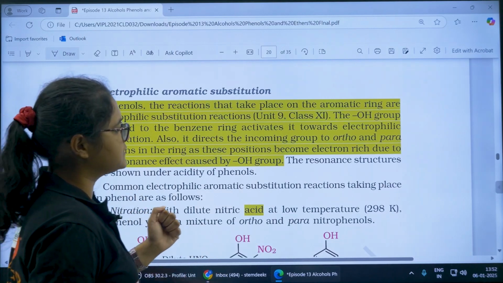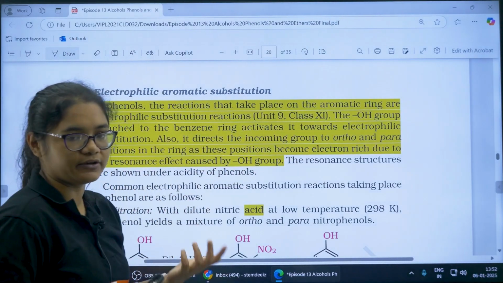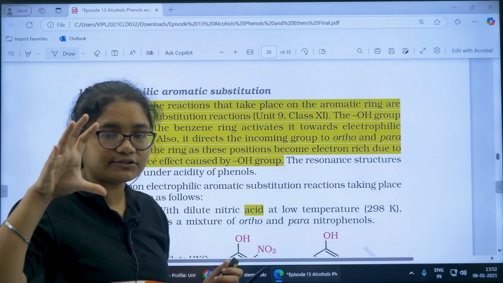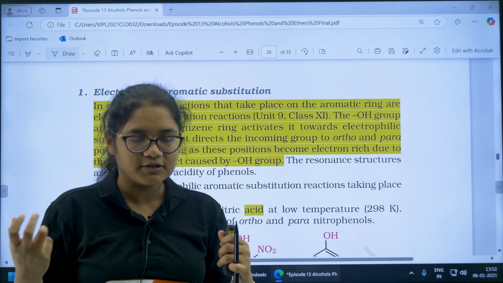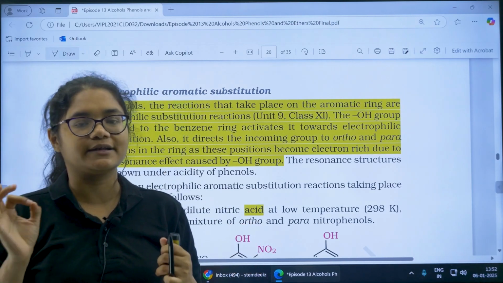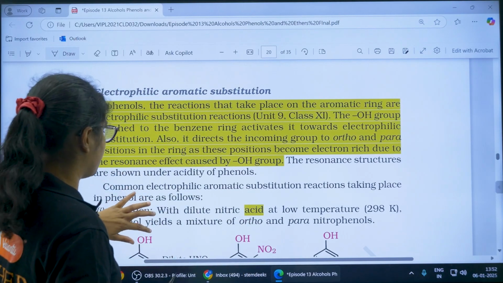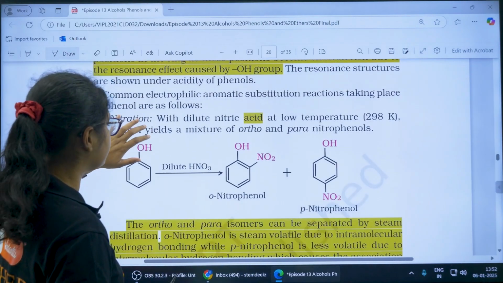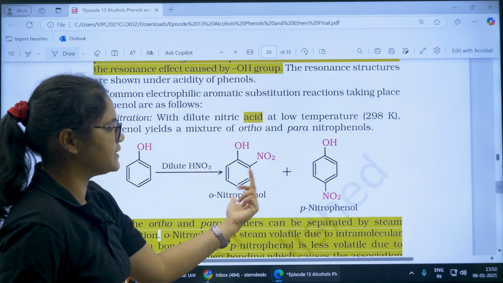Why? The reason here is the OH group attached to the benzene ring activates it towards electrophilic substitution. Due to the presence of the OH group, the ring is activated, meaning it is electron rich, so it will automatically react with the electron deficient species, the electrophile, and that is why it is an electrophilic substitution reaction. Next we have nitration with dilute nitric acid, which will give separate products.